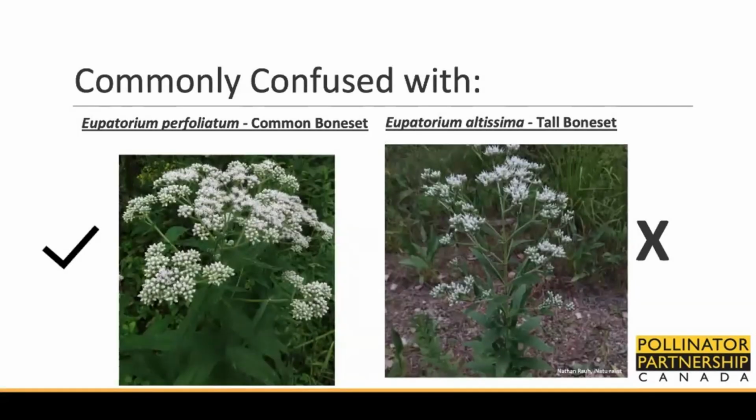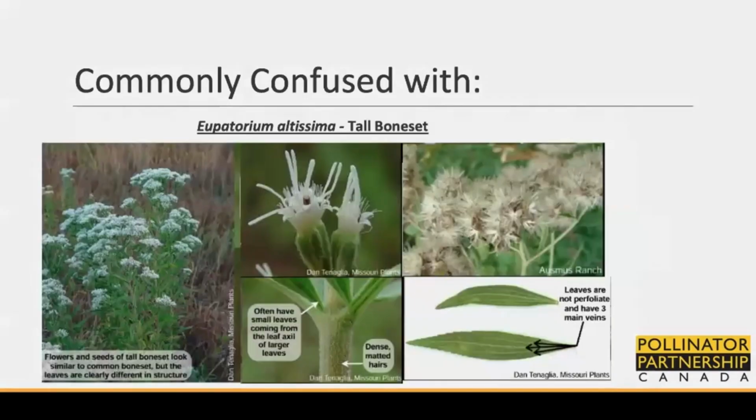One plant that common boneset can be confused with is tall boneset. The flowers and seeds look pretty much the same in these two species, so these aren't good features to look at. The best way to tell them apart is to look at the leaves, where common boneset has those perfoliate leaves that make the stem look like it's passing right through one big leaf. Tall boneset does not. So that's a pretty good giveaway between these two.